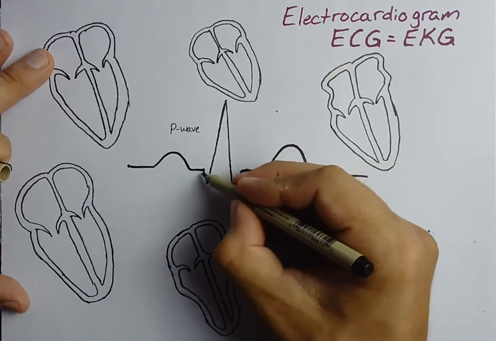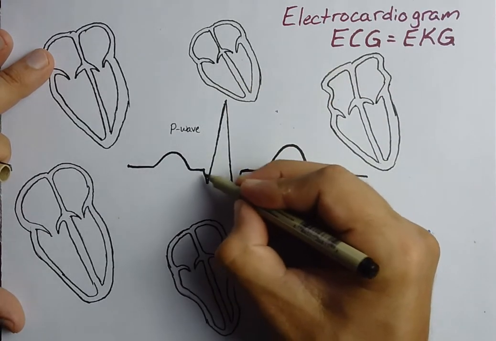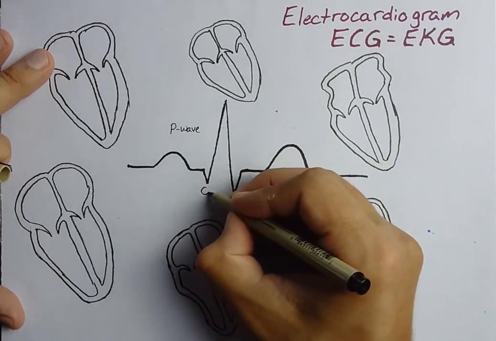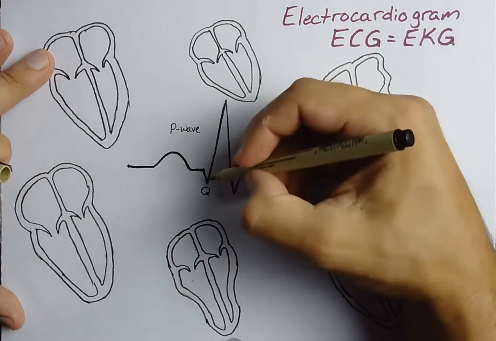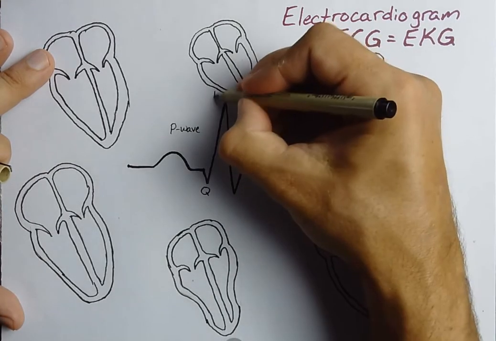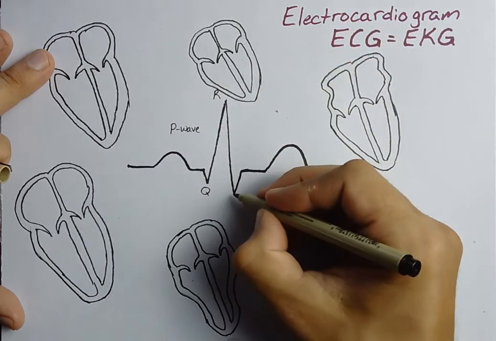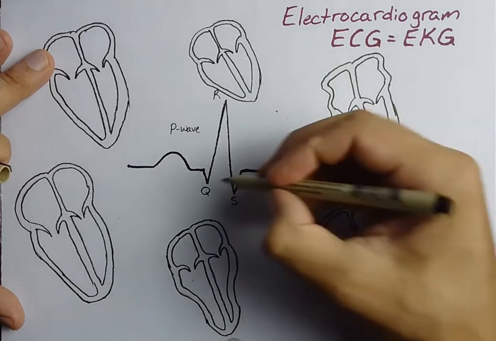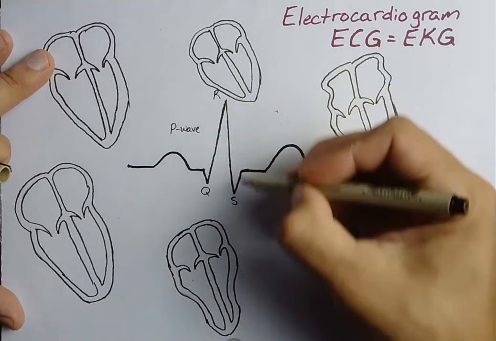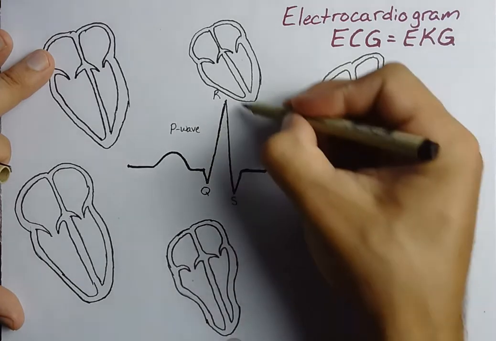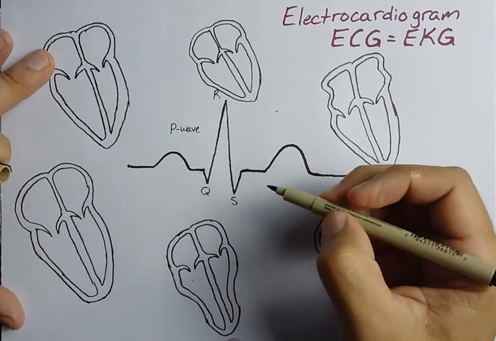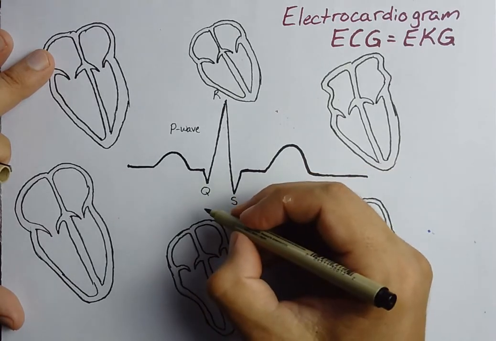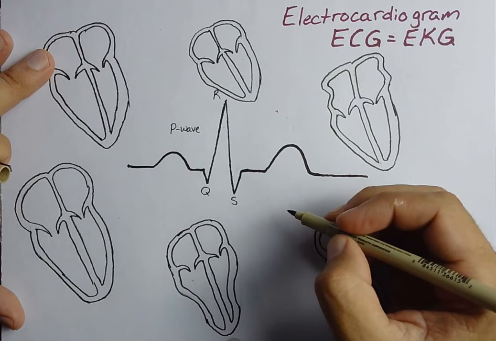The second major anatomical position is this depression right here. So this is a Q. The next major is the peak, R. The next major is this next nadir down here, S. And these three things together, the Q, R, S, are referred to as a complex. So all of this together is what's called a QRS complex. And we'll draw that out again in just a second.